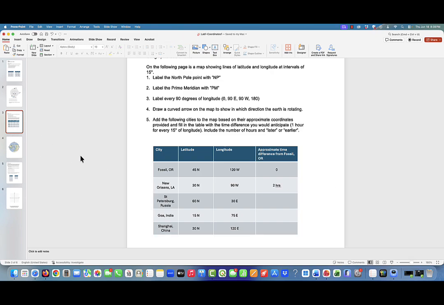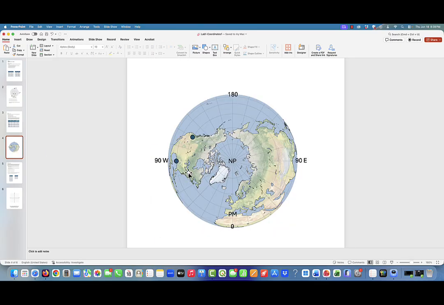And then you'll just plot the rest of these points on, always finding the approximate difference in time. It's going to be the difference from Fossil, Oregon. So essentially you're just counting the number of lines of longitude that you're going across, because each one of those is 15 degrees or 1 hour apart, and getting at your answer that way.